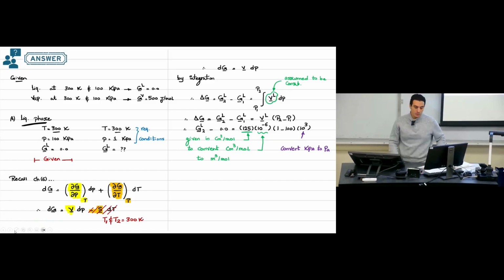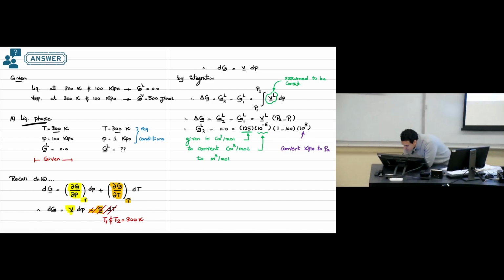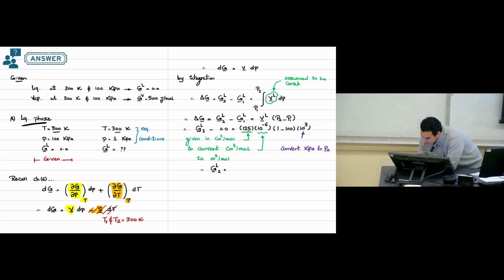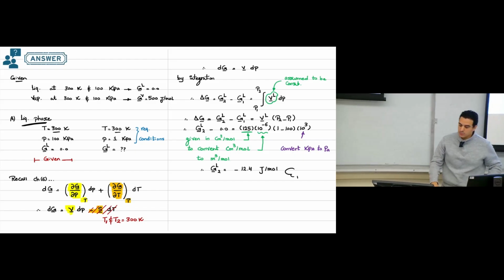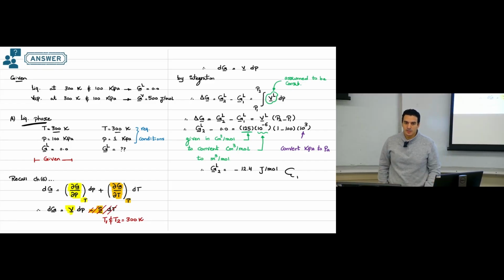I have only one unknown, which is the molar Gibbs free energy for the liquid at 300 Kelvin, 1 kilopascal. So calculate this one, and then I can say the molar Gibbs free energy for liquid at second condition will be negative 12.4 joule per mole. And this is the first requirement we need in this problem. Clear?